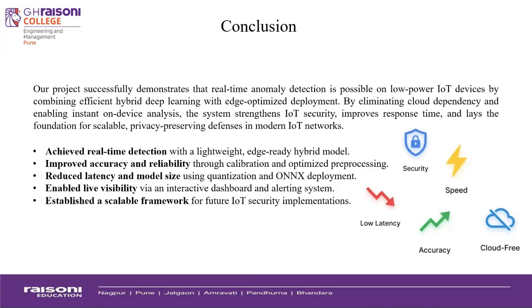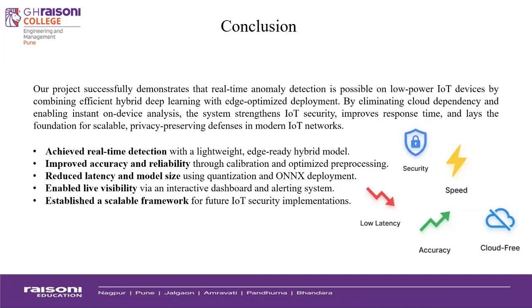Our preprocessing pipeline ensured consistent and noise-free feature extraction, while model calibration improved the stability and trustworthiness of the predictions. The complete system from feature engineering and training to optimization, deployment, and real-time visualization shows that lightweight models can perform exceptionally well when designed and tuned with edge constraints in mind. With quantization and optimization, the final model runs efficiently on low power hardware such as Raspberry Pi, providing millisecond-level inference speeds that are essential for early detection of botnet and DDoS attacks.